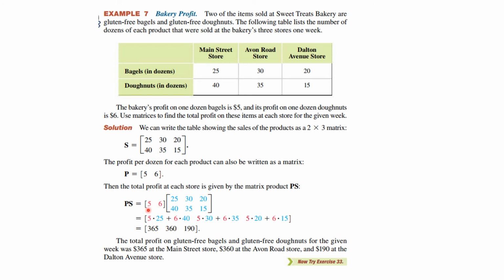Now this is 1 row and 2 columns, and this is 2 rows, so it matches. So you're taking this times this, and you're going across, and you get this. This represents the total profit on bagels and donuts at each of the 3 stores. Here's an exercise you can do to test your understanding.